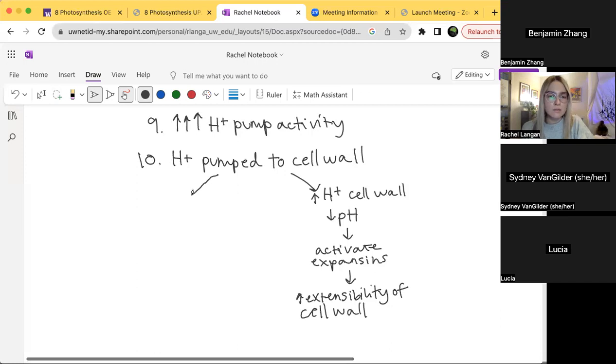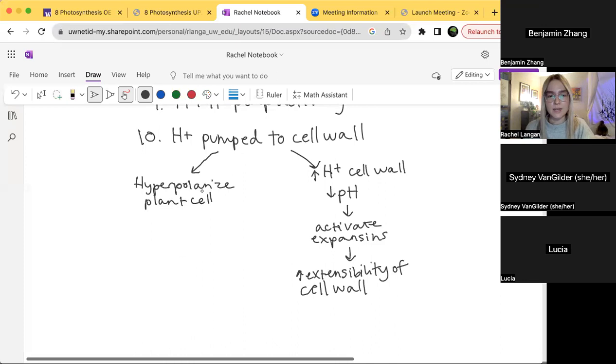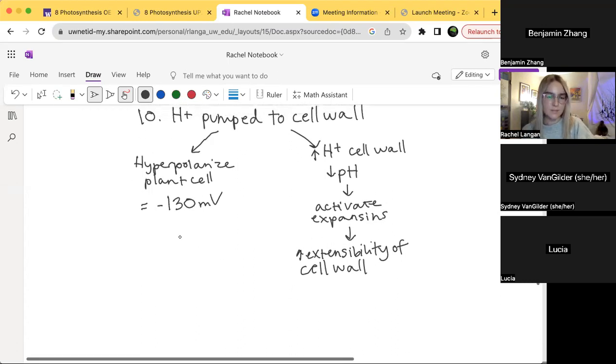The other thing that's going to do is what's happening actually in the plant cell. And that's going to hyperpolarize the plant cell. And it hyperpolarizes it quite a bit from this hydrogen pumping out of the cell. So we're removing positive charge. You can even imagine in your head that maybe it's going to like negative 130 millivolts. So it's becoming really negative. Now, what does that do?